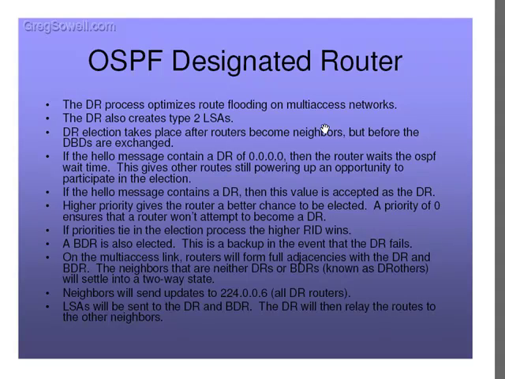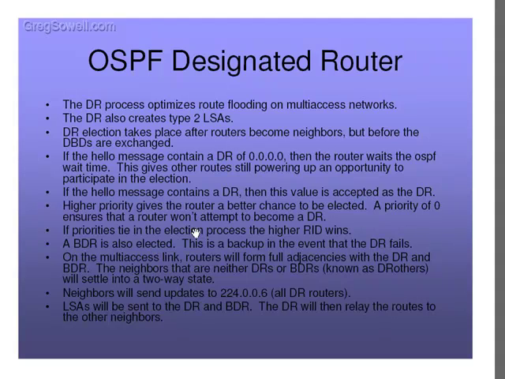There is no preemption. So if your DR fails, the BDR takes over. Your DR is not automatically going to take back over. If he comes up quick enough, he might be able to be elected the BDR if he gets involved in that process. But until the active DR fails, he won't have the opportunity to take back over.